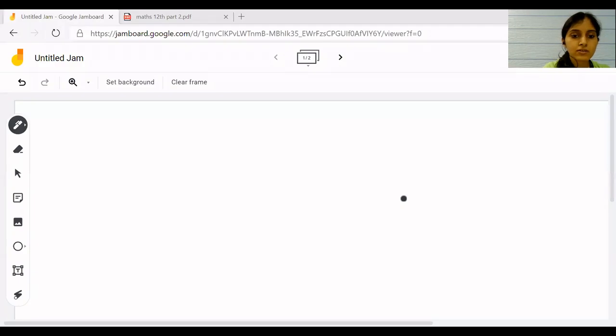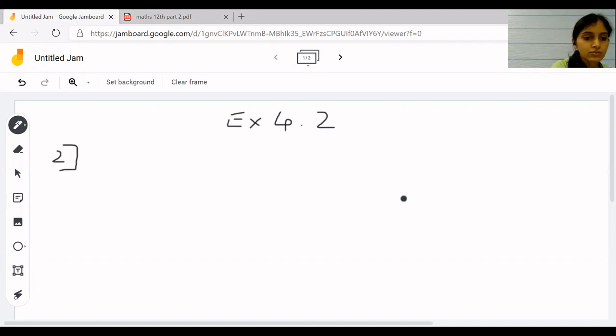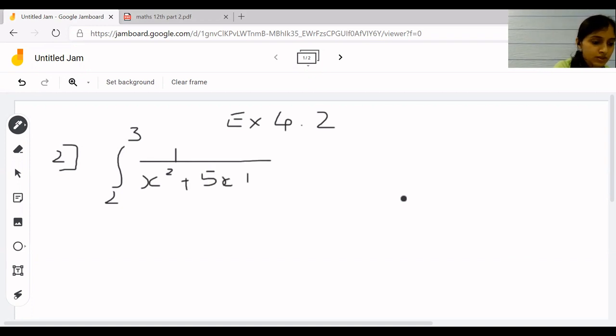So we're starting with exercise 4.2. I'll start with the second sum. I'm just picking a few random sums from this exercise to tell you the properties that we are going to use. So the second one: integration 2 to 3, 1 upon x square plus 5x plus 6 dx.